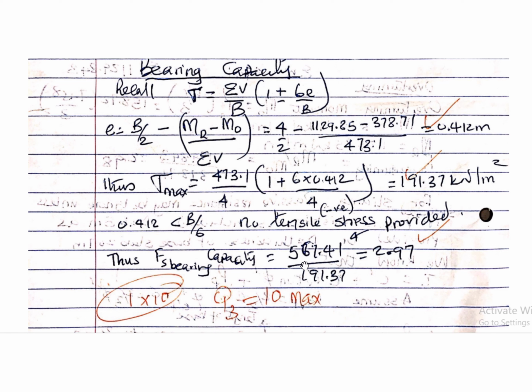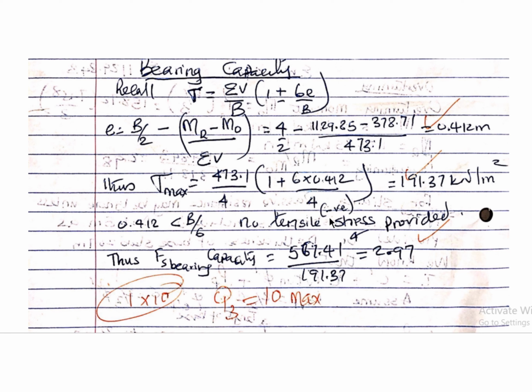Otherwise, the bearing capacity is 567.41 divided by the maximum 191, which gives you a factor of safety of 2.97, about 3, which is satisfactory, because the bearing capacity factor of safety usually is between 3 and 6, and sometimes can go even down to 2.5. It depends on how important your structure is, and then the factor is increased.